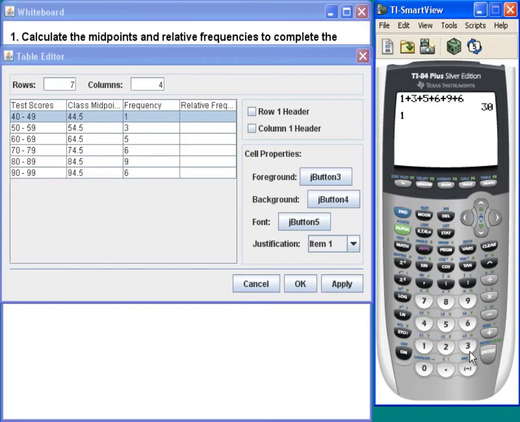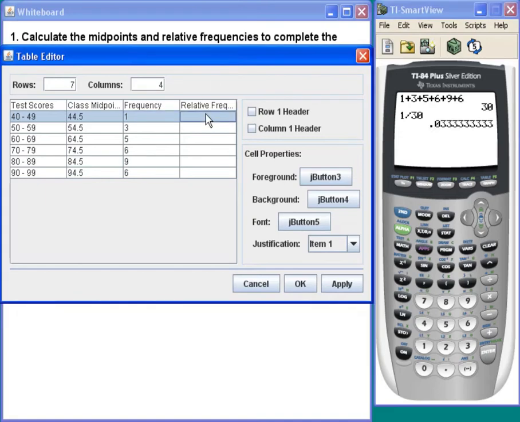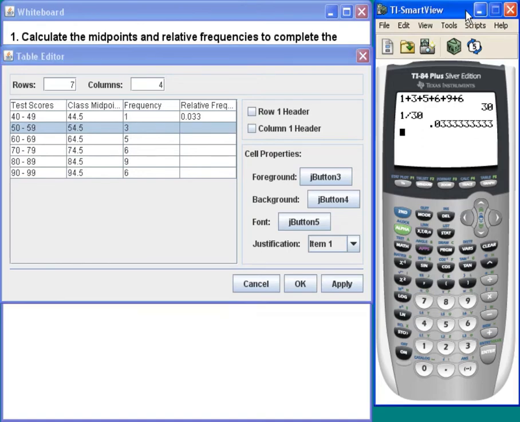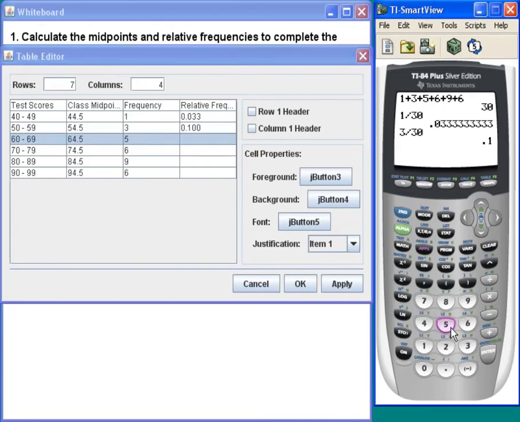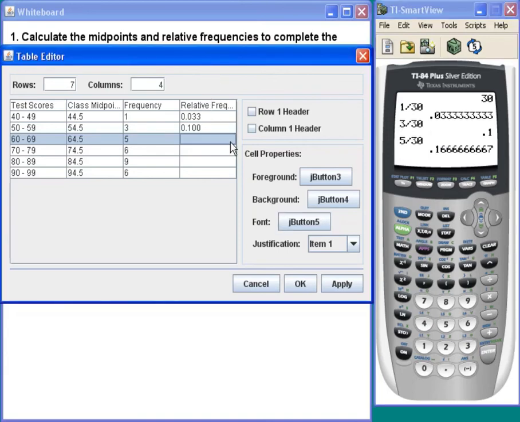So 1 divided by 30, I've got 0.033, and it's pretty standard to round these to 3 decimal places. Alright, 3 divided by 30 is 0.1. Oops. One too many zeros there. 0.167.